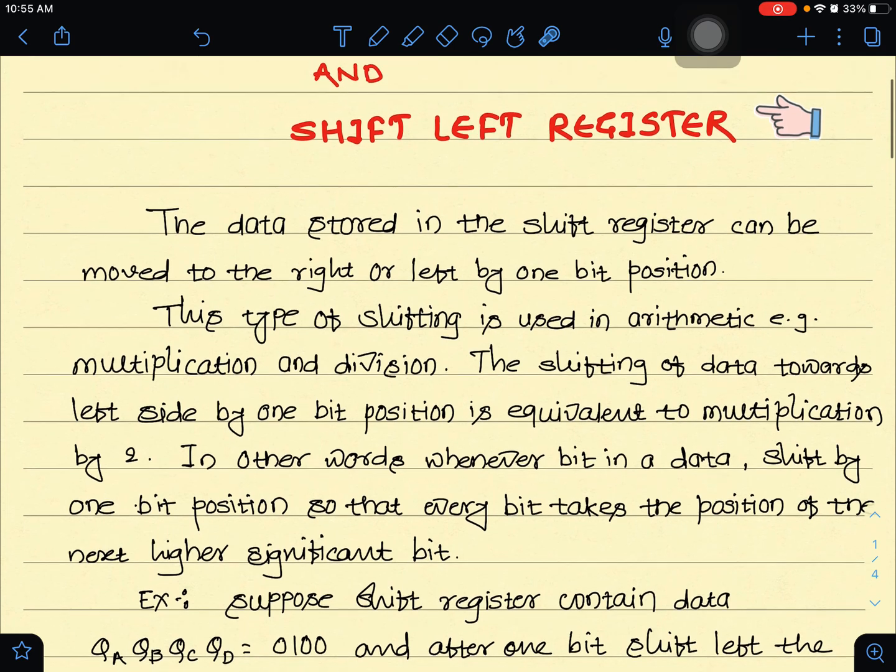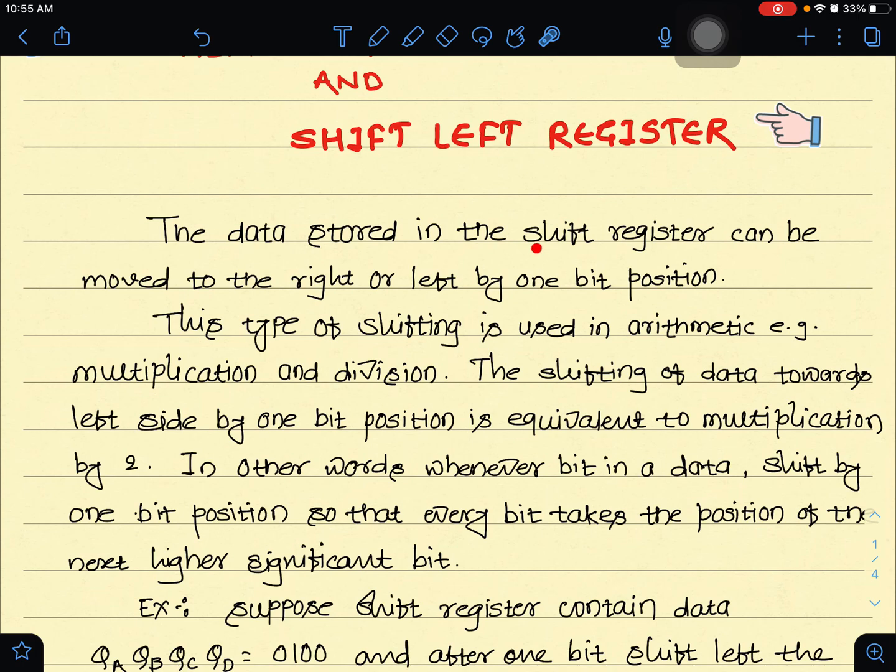So the shift registers are usually used for the moving purpose. Our data, that means the position of a bit which is stored in the shift register, can be moved from left to right or right to left. It is also called shifting right or shifting left of the bit position.